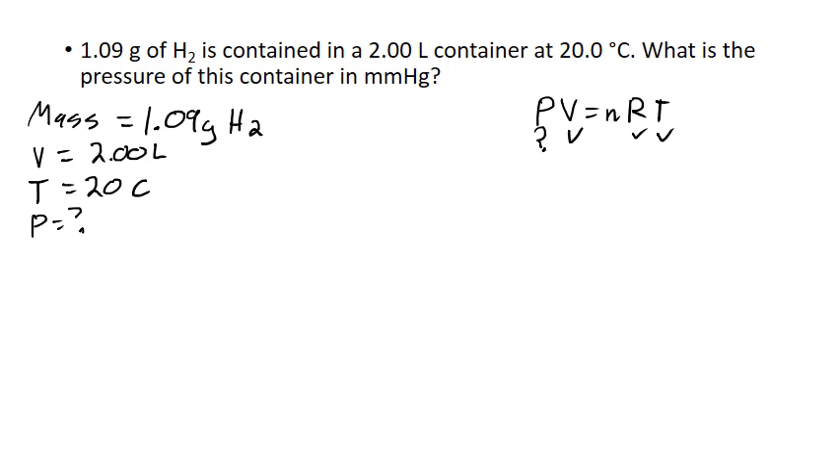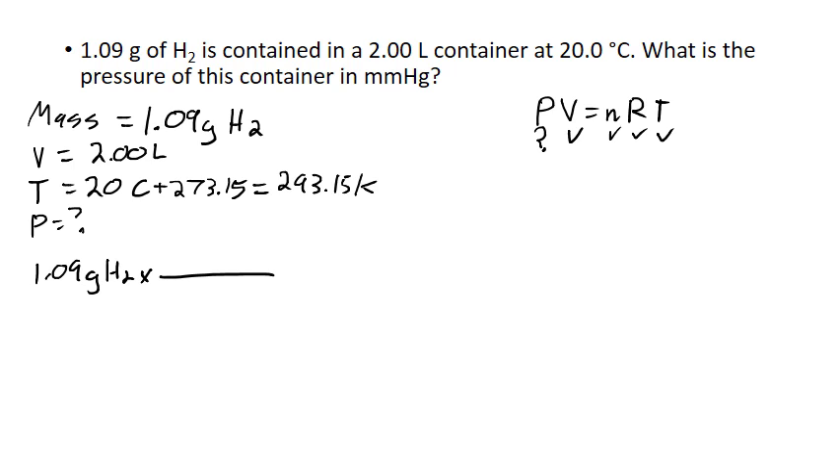Before I do that, let's convert the temperature to Kelvin first, because that's really easy. Okay, so we have the temperature in Kelvin. So yeah, I can plug all that in. I just need to convert the mass to moles, and then I'll be able to plug it all into the ideal gas law. So I have my grams of H2, and I need to convert that to moles of H2 and get rid of the grams. For every 1 mole of H2, it's just about 2 grams, so it's going to be about 1/2.